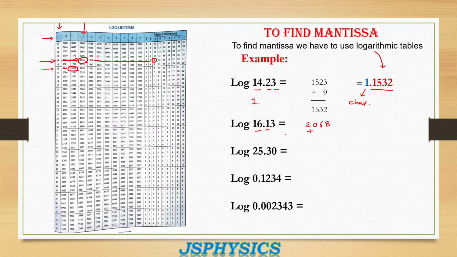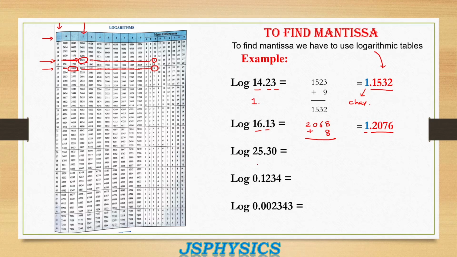In this we have to add the mean difference of 3. So in the same row we'll continue further, and this is 1, 2 and 3. This is the mean difference of 3. So 8 will be added to this number. Right? Now after adding this, we'll get this number 2076. So the answer for the mantissa will be 0.2076. And as the number of digits before the decimal point is 2, so 2 minus 1 is 1. So this is the characteristic. 1 is the characteristic. 0.2076 is the mantissa. Right?